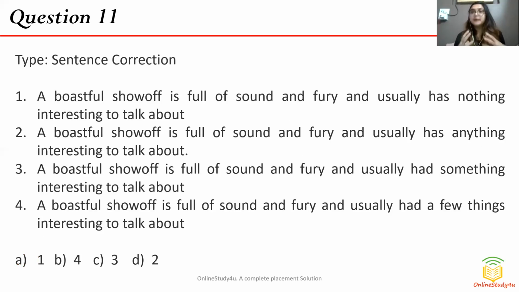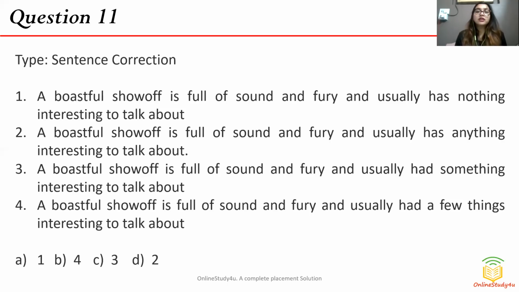So this is a slightly bigger one, requires more focus. A boastful show-off is full of sound and fury and usually has nothing interesting to talk about. A boastful show-off is full of sound and fury and usually has anything interesting to talk about. A boastful show-off is full of sound and fury and usually had something interesting to talk about. A boastful show-off is full of sound and fury and usually had a few things interesting to talk about.